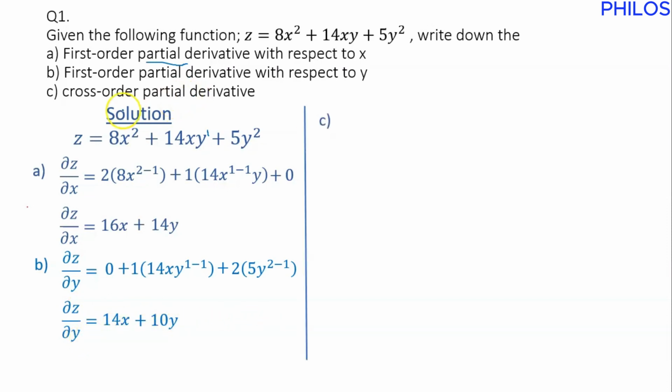Question C says we should write down a cross-order partial derivative.